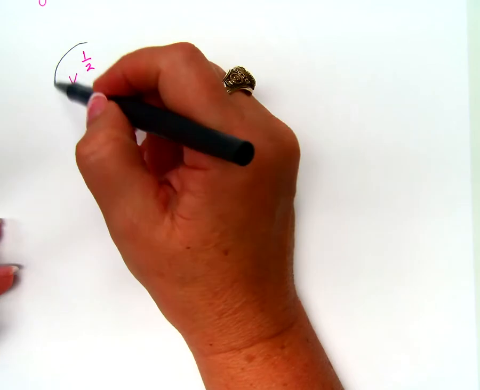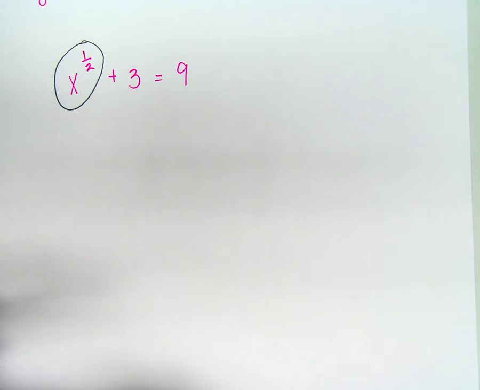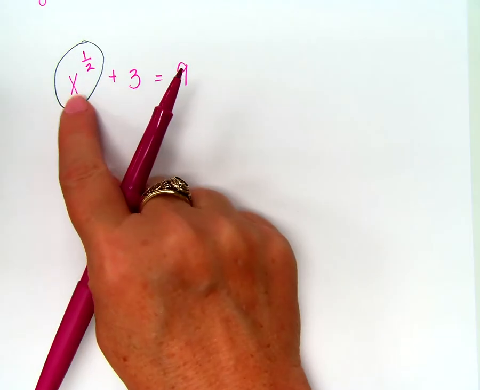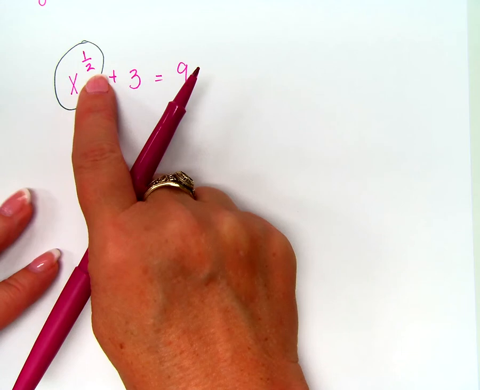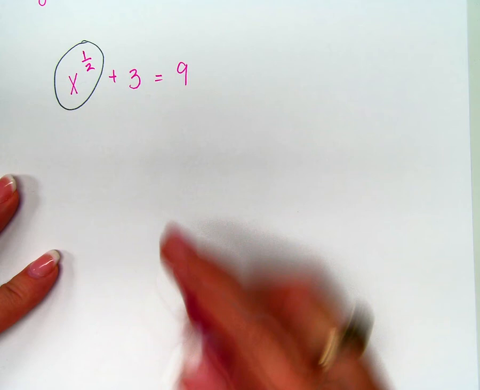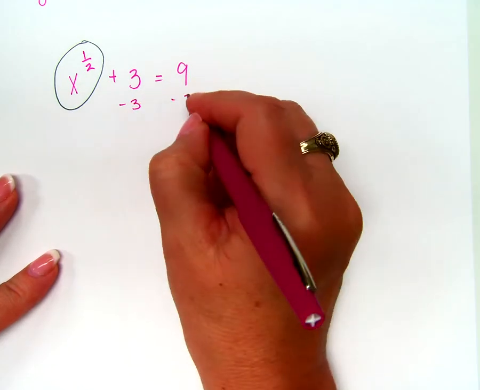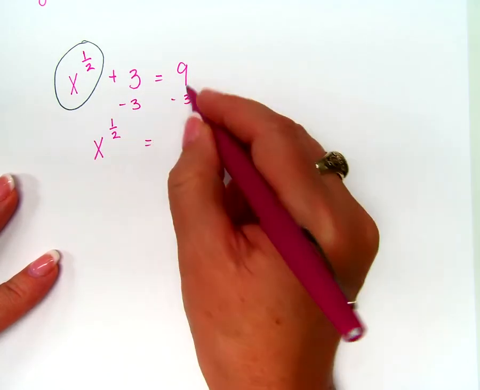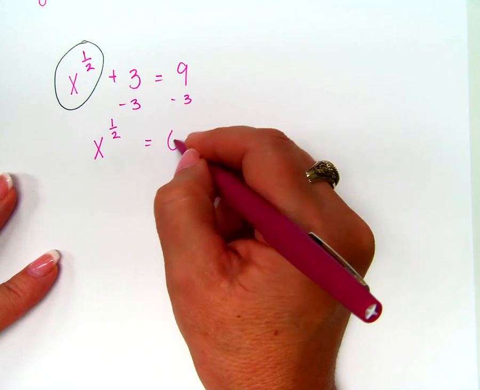I want to isolate what I'm trying to solve. In this case, it has the exponent with it, so I've got to isolate this term. How do I isolate that term? Subtract 3 from both sides. Once I subtract 3 from both sides, I have x to the 1/2 equals 6.